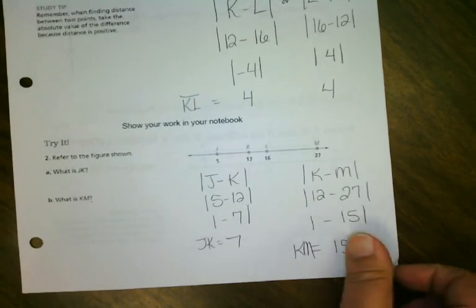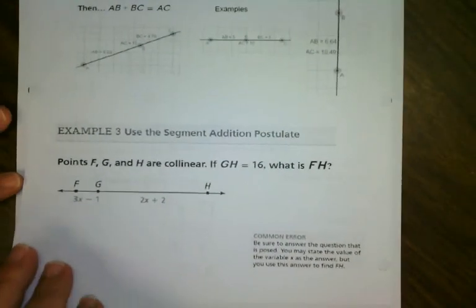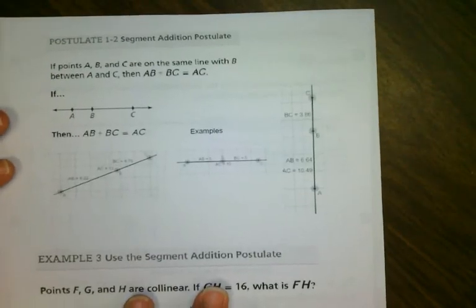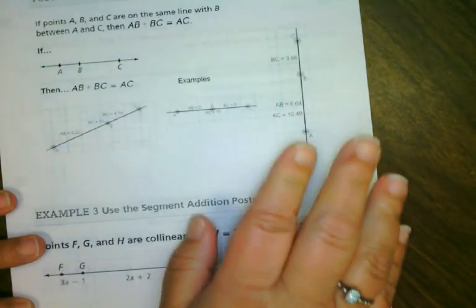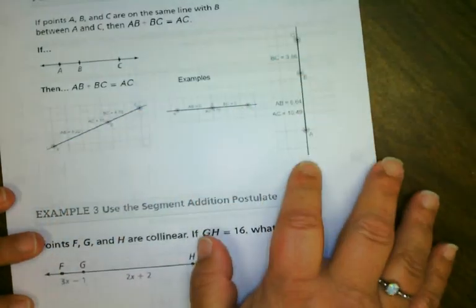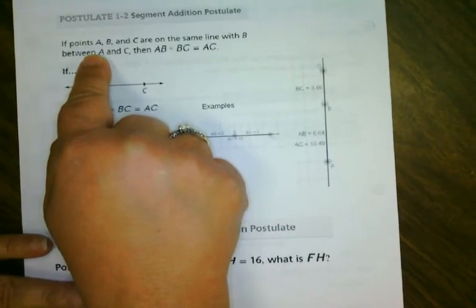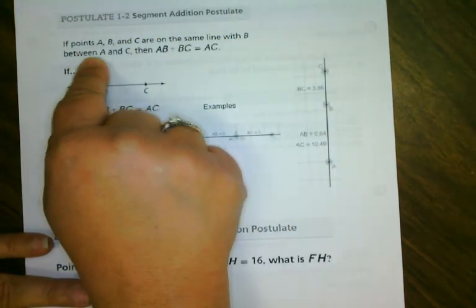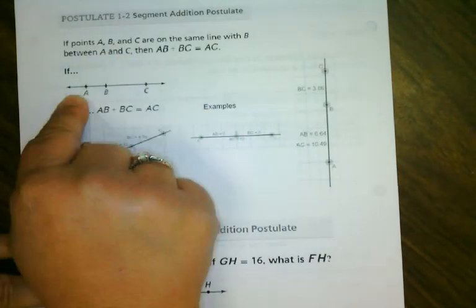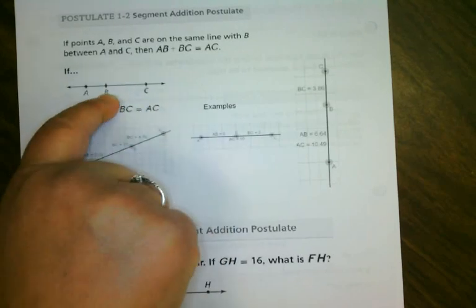Alright, rolling on to the main part of this lesson. I don't want to say hard part, I just want to say main part. We're going to talk about segment addition down here. But before we do, we're going to look at these little examples up here, and I want to make sure that you can read this. It says, if points A, B, and C are on the same line, with B between A and C. So that's what that looks like in a picture.